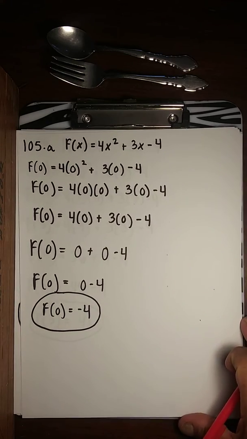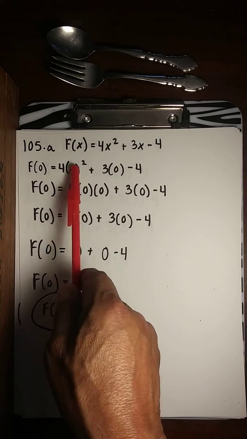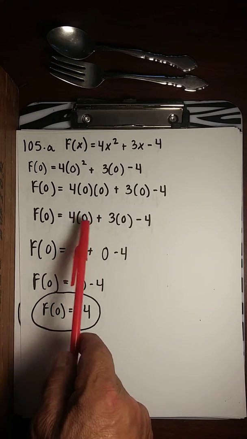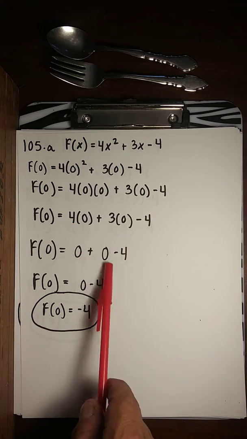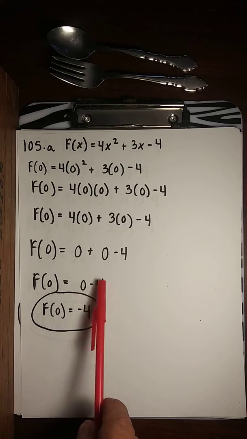F of x is that. Let's find f of 0. Put a 0 in there. So 0 times 0 is 0, 0 times that is 0. 0 times that is 0, minus that. 0 plus 0 is 0, 0 minus 4 is negative 4.